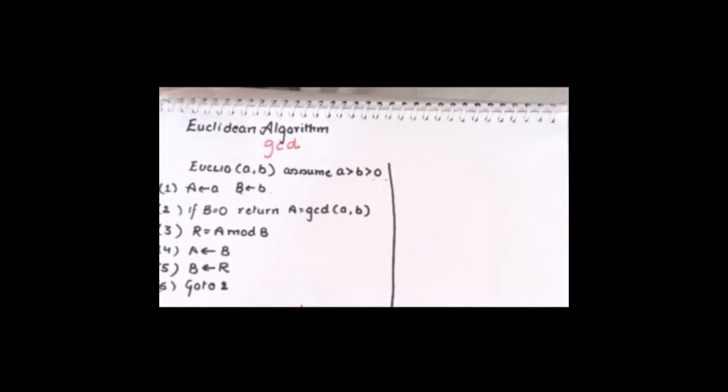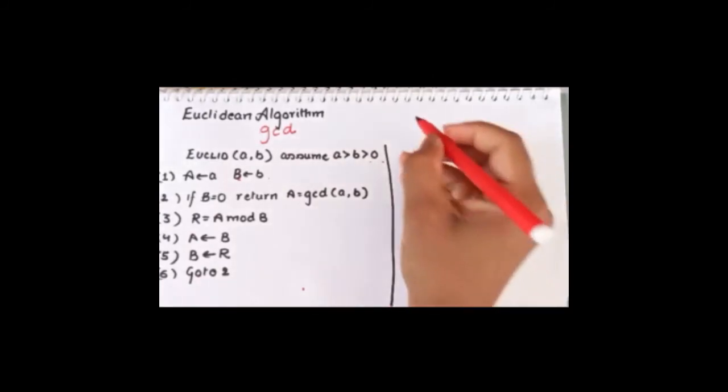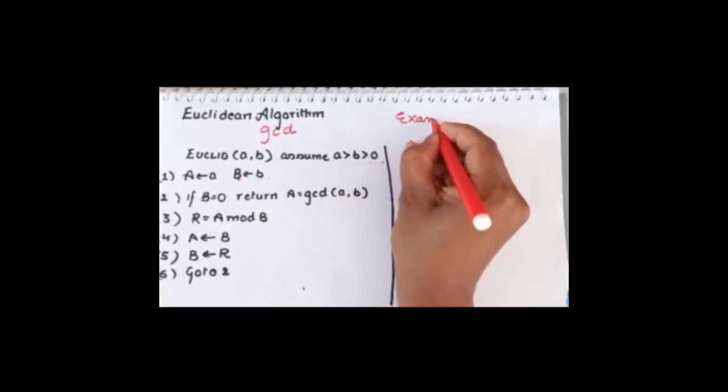Okay, now I'll do one question using the algorithm, and after that I'll tell you the short trick. You can use either the short trick or the algorithm methodology for finding the GCD. Okay, let me take an example here.